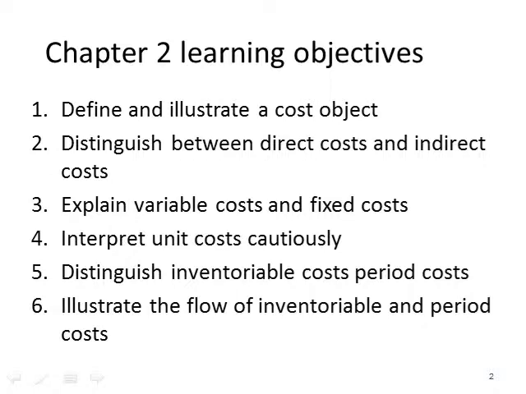So we'll define and illustrate what a cost objective is. We'll distinguish between direct cost and indirect cost. We'll distinguish variable cost and fixed cost from one another. We'll work to interpret unit costs cautiously and what that may mean for us as we use those unit cost measures in our calculations. We'll distinguish between inventoriable cost and period cost, and we'll illustrate how the flow of journal entries and costs are with respect to inventoriable cost or period costs.